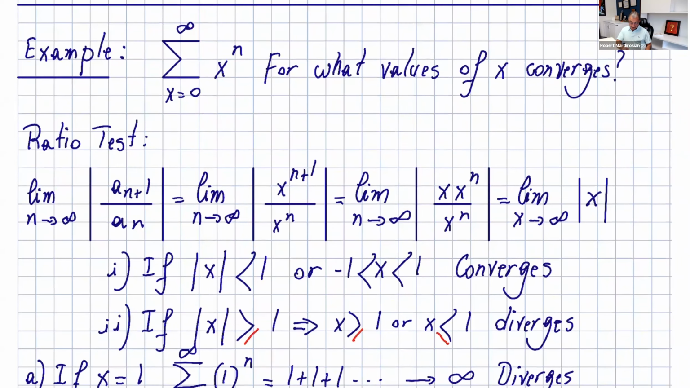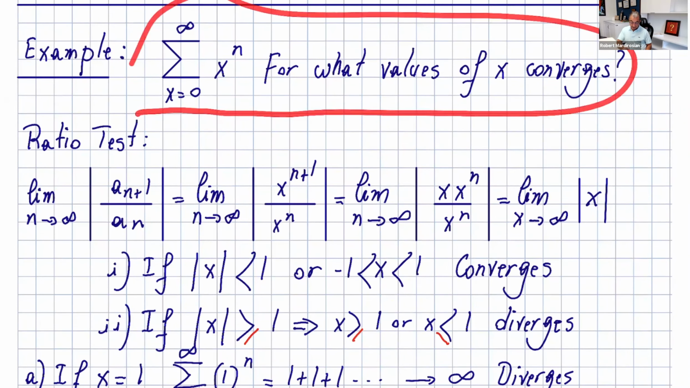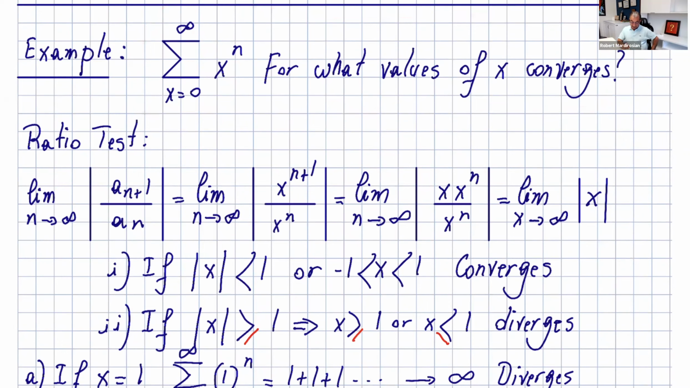Now the next series, we saw this one, but let's do the same thing and see what happens. If we do the ratio test for that series, again, the ratio test is the limit as n approaches infinity of a sub n plus 1 divided by a sub n. Substitute x to the power of n plus 1 divided by x to the power of n, and that's just x times x to the power of n divided by x to the power of n, and the x to the power of n's cancel, and you're left with the absolute value of x.